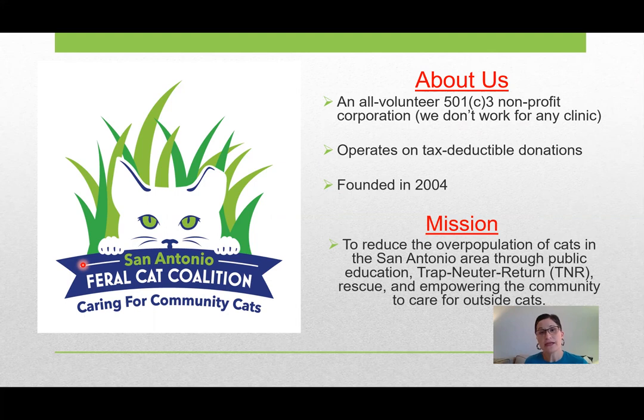Now, there are other animal organizations here in San Antonio, which is awesome, but we're the only organization that specifically works with and targets feral and stray cats. You can see what our mission is, to reduce the overpopulation of cats in San Antonio through education, explaining to you what TNR is, rescuing cats when we can, and empowering the community to care for outdoor cats. These community cats belong to no one, yet they belong to everyone. As responsible community members, we want to make sure we're doing the right things and making sure that these cats aren't reproducing and they're living the best lives that they can.